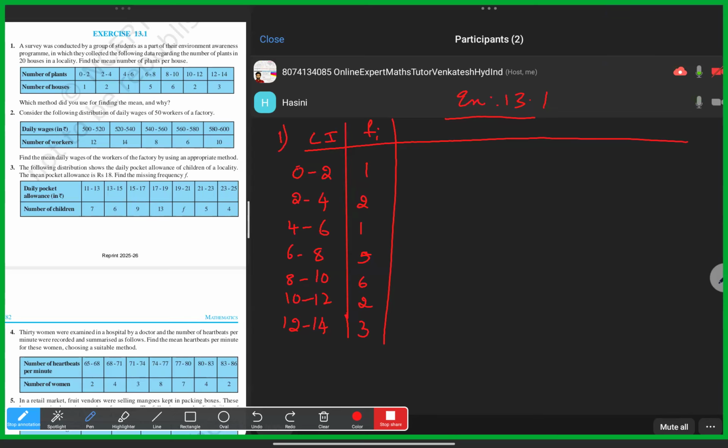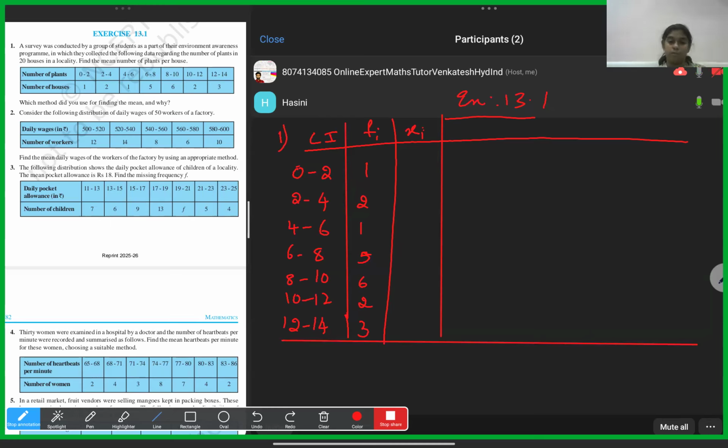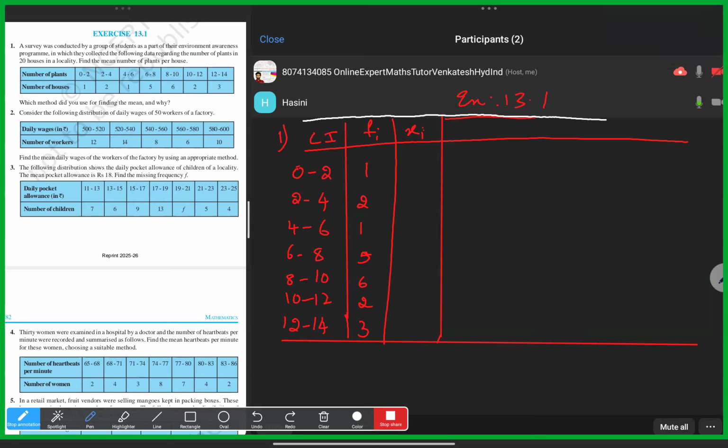Now, I was telling you before about class mark, the x i column, meaning x1, x2, x3, x4. For class mark, you just add the lower limit and upper limit of every class interval and divide by 2. So 0 plus 2 is 2, 2 by 2 is 1.